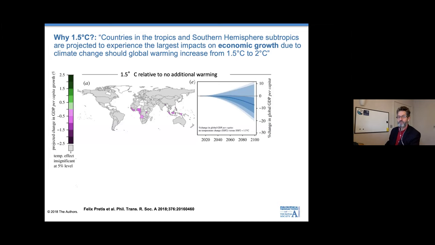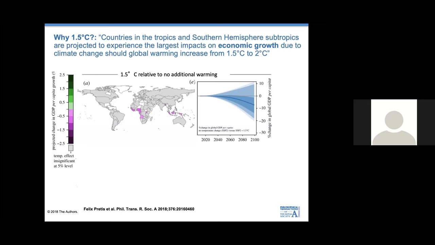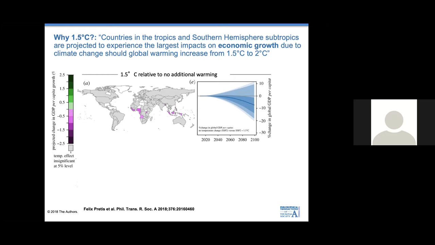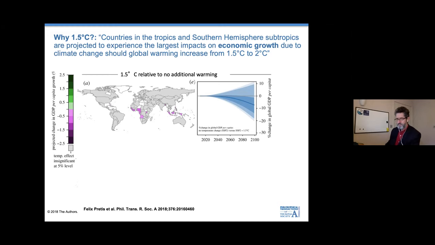We're seeing a big range of uncertainty, which includes the possibility that it might be zero impact in the world as a whole, not in these individual countries, but there might. On balance, we think the balance of evidence suggests we could see a reduction of around 8% in GDP per capita by the end of the century, which is a substantial economic hit to the world as a whole and a much bigger economic hit to these individual countries.